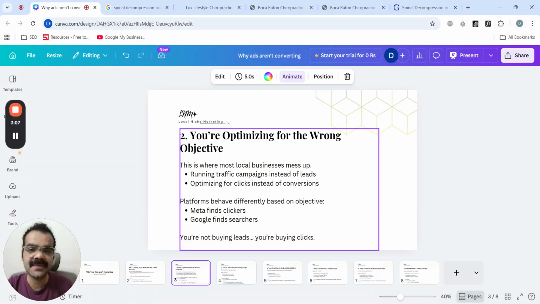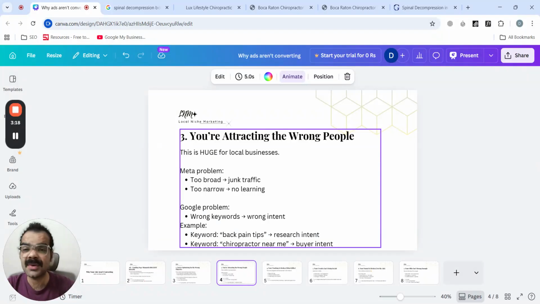If we select a traffic campaign, then we are optimizing our campaign for cheap clicks, right? And that's why you're not getting the leads. You're attracting the wrong people, right? So for example, if you are a business and you don't know a lot about what type of placements Meta is going to offer or place your ads, then your ads might be attracted to spammy leads.